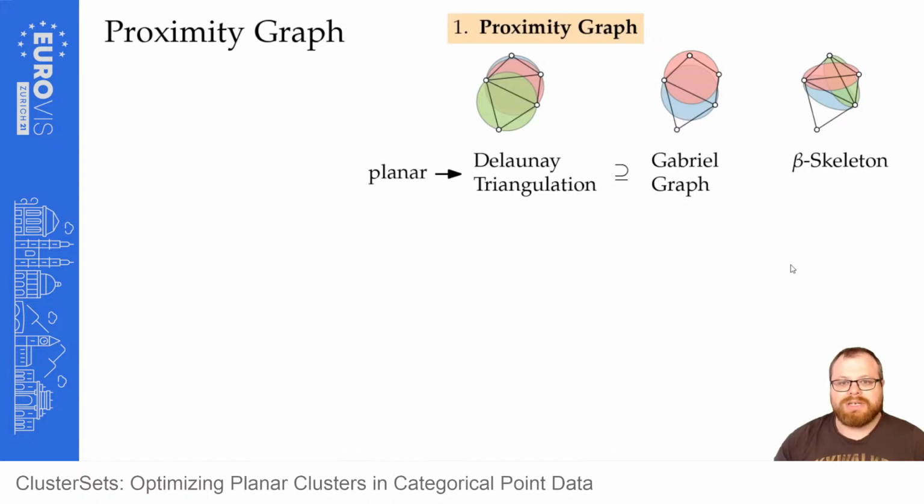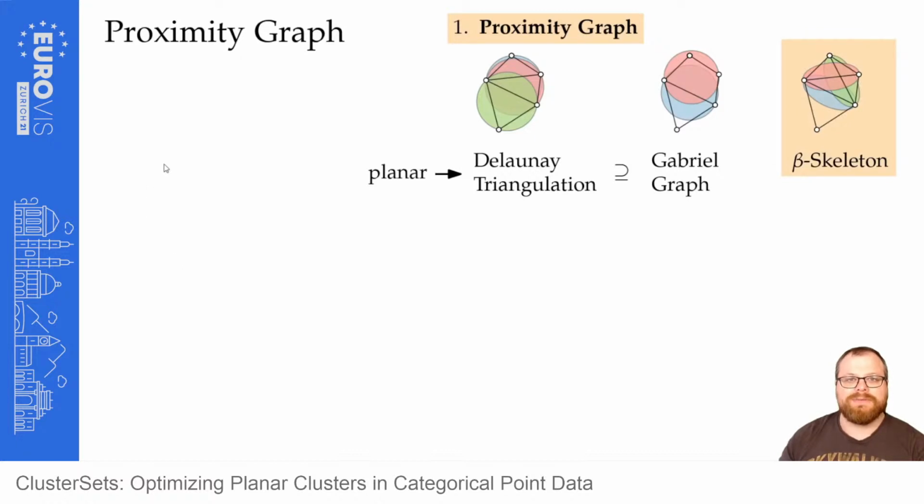Now as long as the graph is planar, the monochromatic edges in the proximity graph already give us clusters that cannot be extended. So it doesn't make sense to compare our heuristics on planar graphs. Instead we focused on beta skeletons.